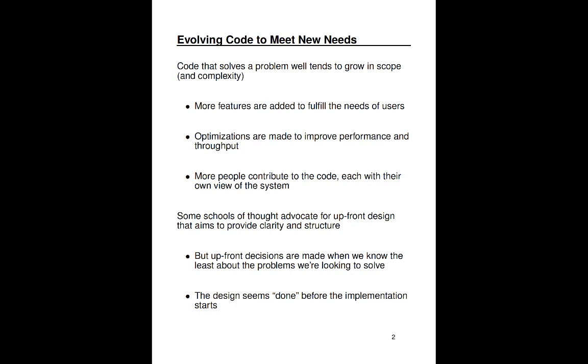Now, there are some schools of thought that advocate for a large upfront design that aims to understand the entire system and solve all of the use cases all at once before you start writing any substantive code. However, these upfront decisions are made when we know the least about the system. We know the least about the problems that we're looking to solve. And in terms of the design and the quality of the design, it often seems that we're already done before we've written a single line of code, and that leaves no room for improvement or evolution.